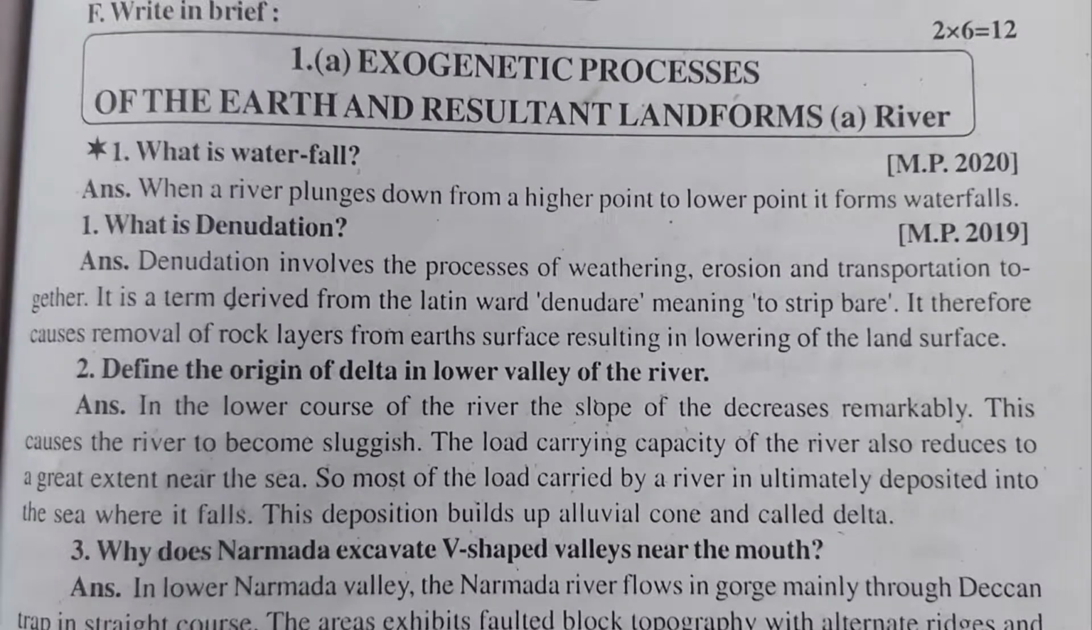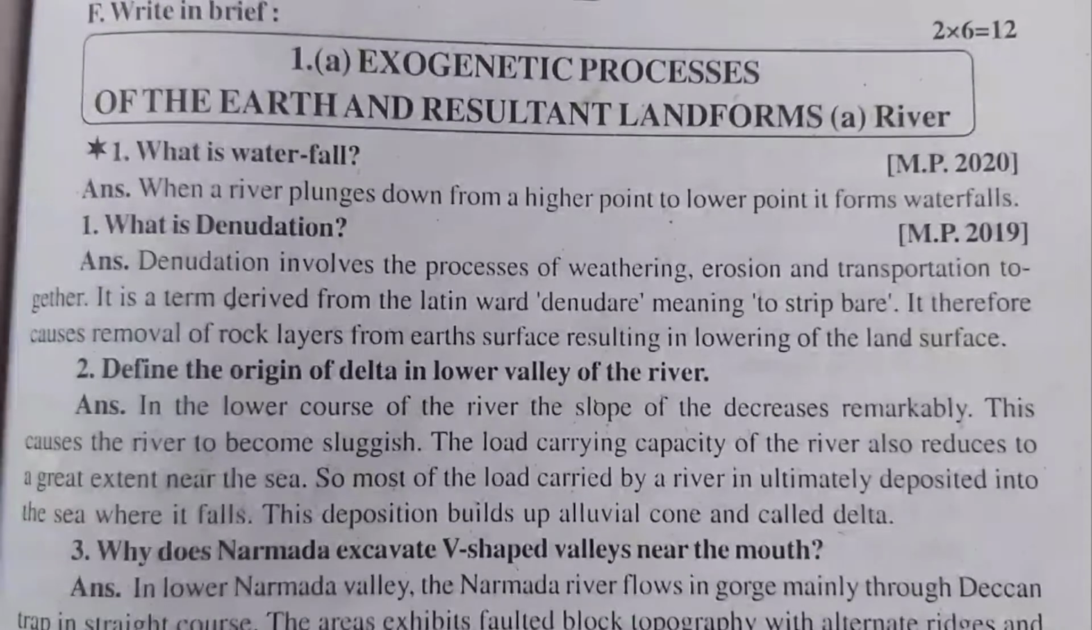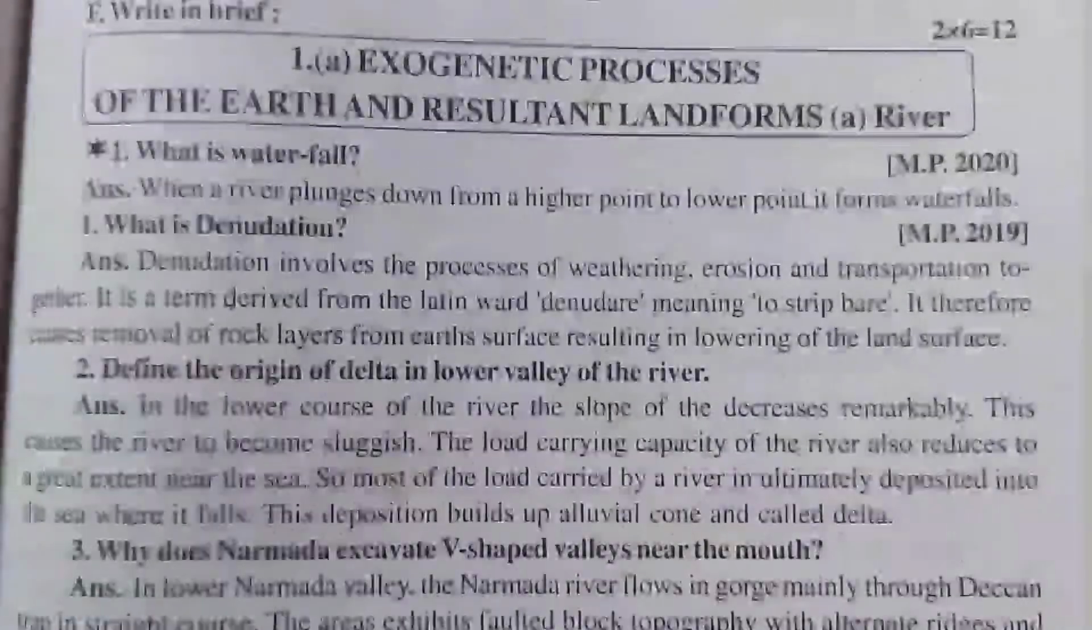Next question is define the origin of delta in lower valley of the river. In the lower course of the river, the slope decreases remarkably. This causes the river to become more sluggish. The load carrying capacity of the river also reduces to a greater extent near the sea. So most of the load carried by a river is ultimately deposited into the sea where it falls. This deposition builds up an alluvial cone called delta.